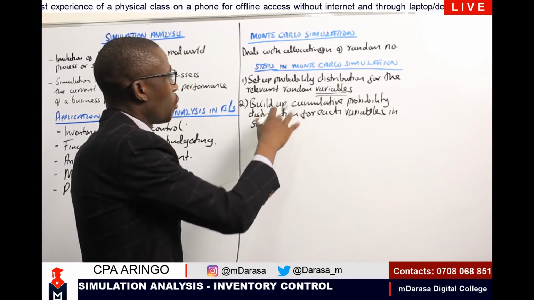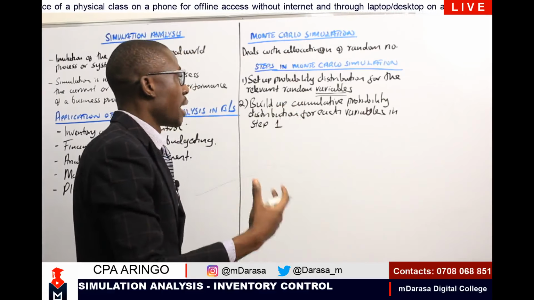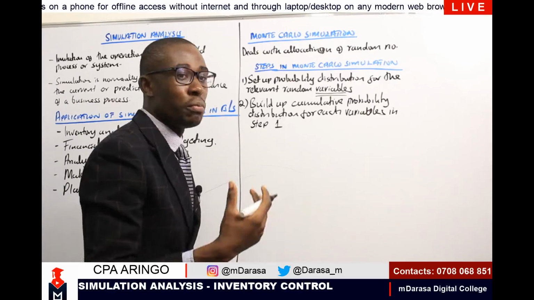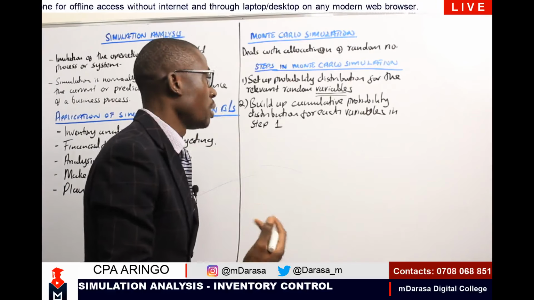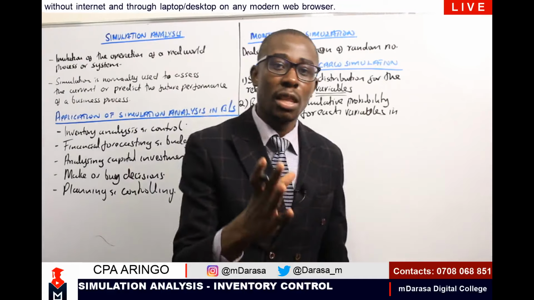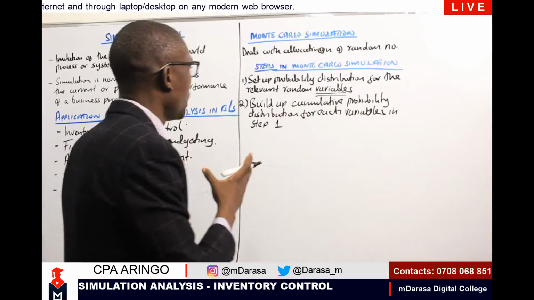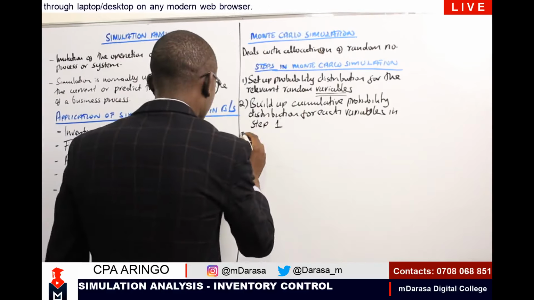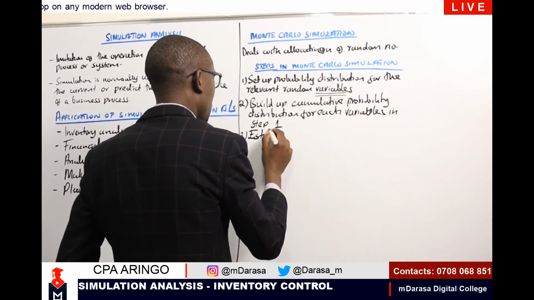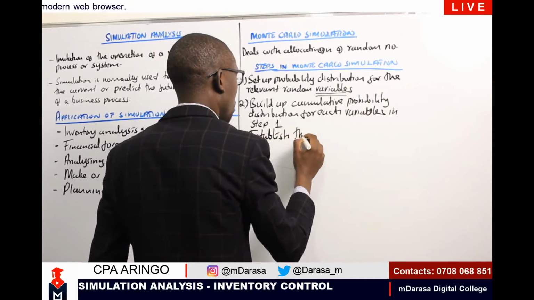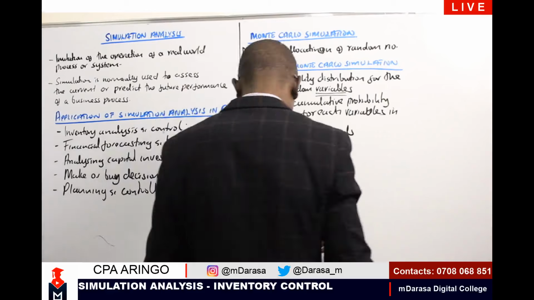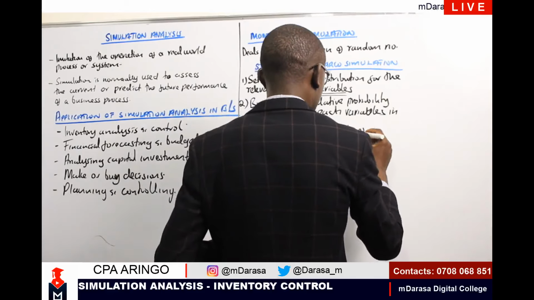Because remember here, we identified the random variables. Then step number two, we are saying we have to build up cumulative probability distribution for each what? For each variable. And these variables are the ones that we identified in step number one. That should take us to step number three. We need to establish the intervals of the random numbers for each variable and allocate the random number ranges.